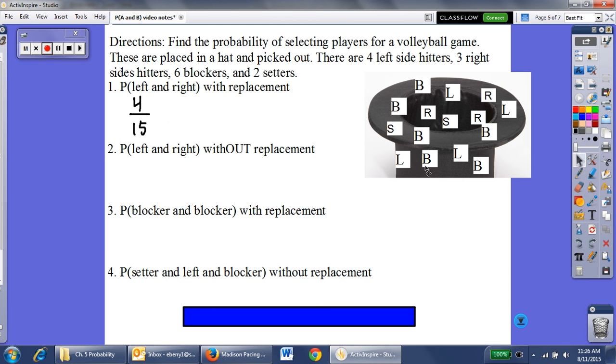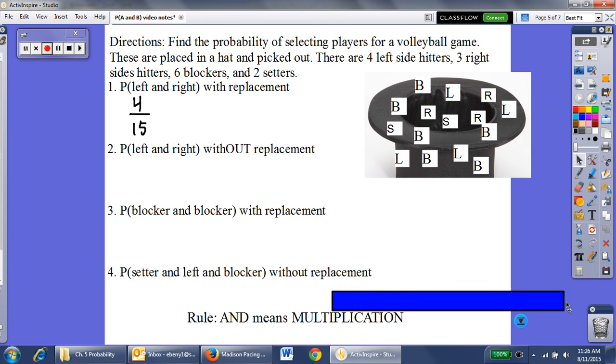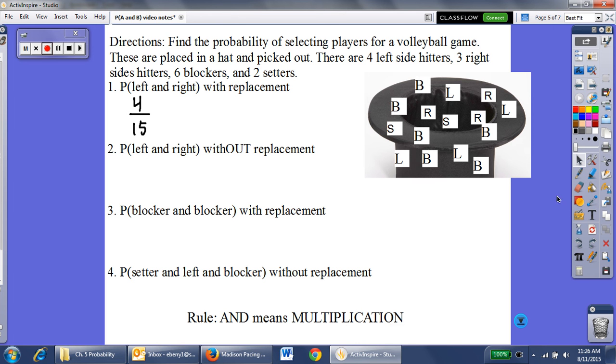So imagine that we actually get this left side hitter right here. So we take him out. And it says with replacement. So I drew it out of the hat, now I'm placing it back in. So the total is still the same. And it's a little different from yesterday. And means multiplication. So make sure you're writing this rule at the bottom.